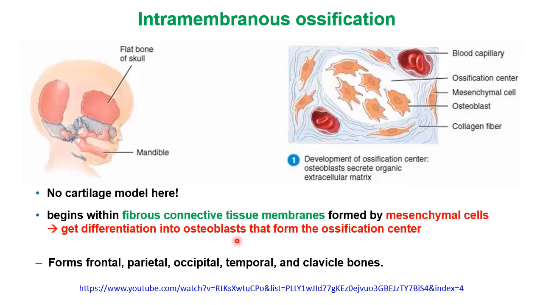All right. So that becomes this ossification center right there, straight on the membrane. Now, what are the bones that are going to show up based on this developmental process? You're going to have the frontal bone. So we talk about the head, right? You have the frontal bone, parietal bones, occipital bone, temporal bone, and also clavicle bones, right? Parts of the clavicles develop like this.